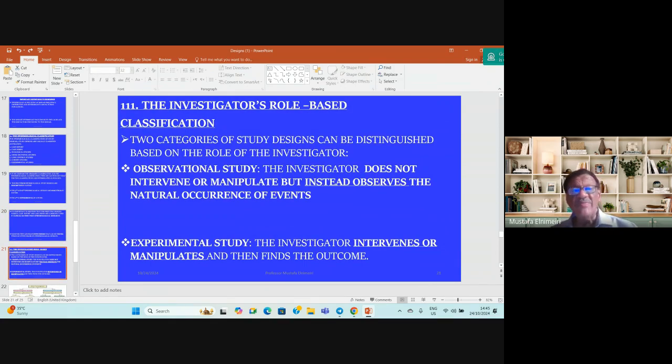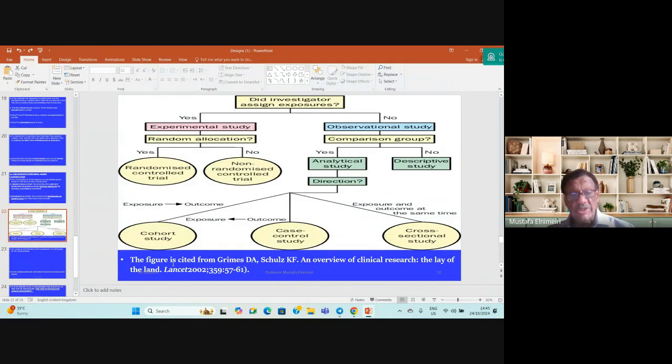Now we come to discuss the investigator's role-based classification. And here we have two categories of study designs that can be distinguished based on the role of the investigator in the study. For example, in an observational study, the investigator does not intervene or manipulate, but instead observes the natural occurrence of the events. In an experimental study, the investigator intervenes or manipulates and then finds the outcomes of the study. Here there is an important illustration which is cited from Grimes, DA, and Schulz under the title "An Overview of Clinical Research: The Lay of the Land," Lancet, year 2002, 359, pages 57 to 61.